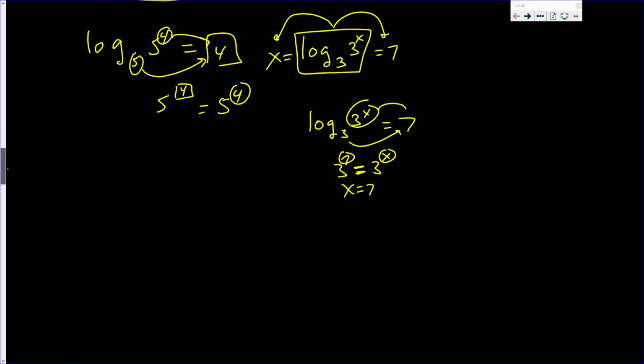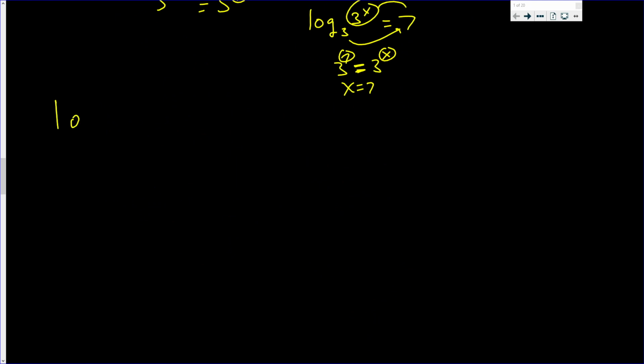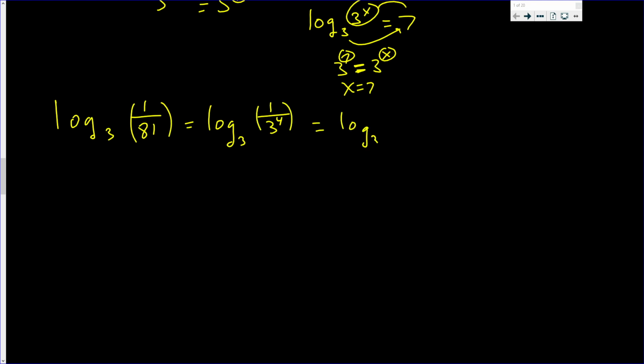Let us look at a handful of problems. Suppose you have this one, and you get dizzy looking at it, like 3 to a power is going to give me 1 over 81. Well, just slow it down. 1 over 81, that's 3 to the 4th. But 1 over 3 to the 4th is 3 to the negative 4.